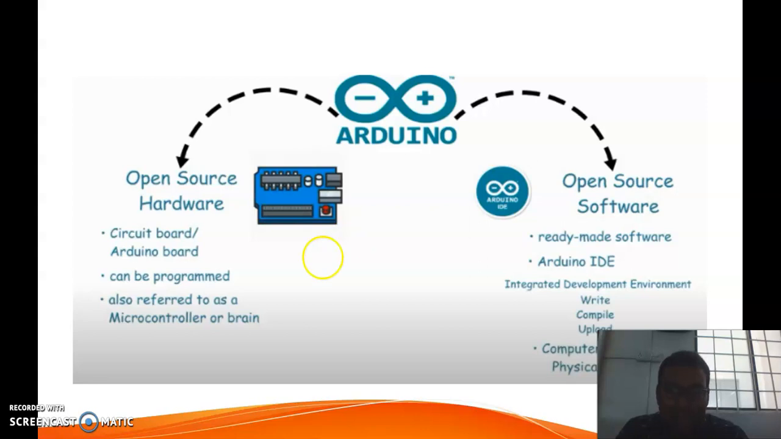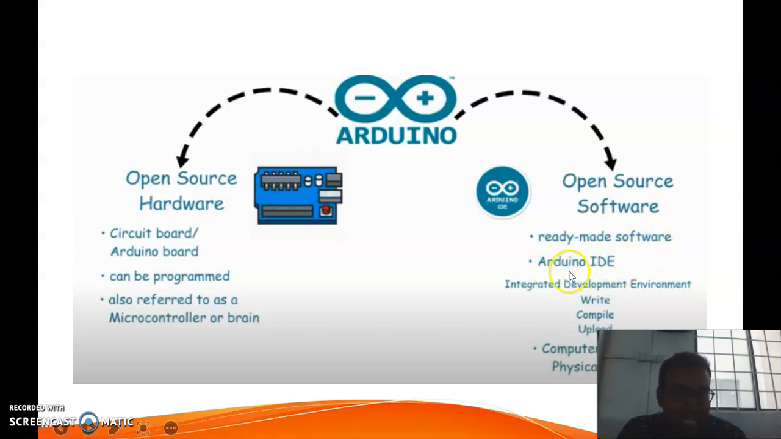Here is an example of why the Arduino board is called an open source electronic platform. It has open source hardware and also open source software. In the case of open source hardware, the Arduino circuit board is readily available. We can easily program it, and it is also referred to as the microcontroller brain. In the case of software, ready-made software is easily available on the internet.